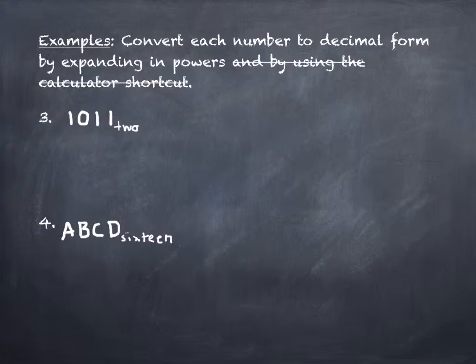This is base 10, powers of 10. That's what our place values are. We have 10 squared, that's the hundreds place. We have 10 cubed, that's the thousands place. And that's what we call them, right? They're all powers of 10.